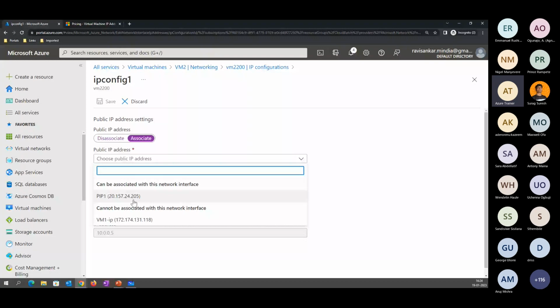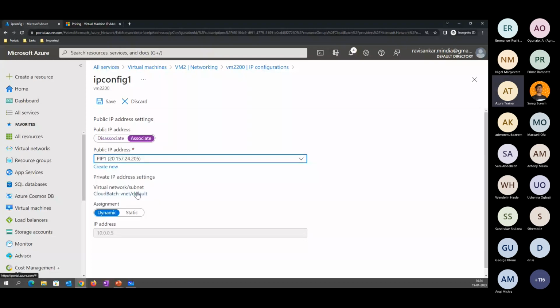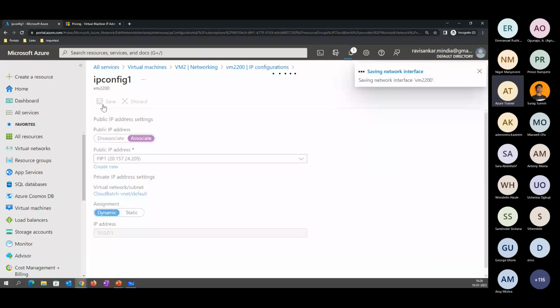So I will just attach it here. Once I've attached it, on the top side you may see a floppy disk kind of symbol. You need to ensure that whatever configuration changes you are making are saved here. So you need to click on the save button. That will attach an IP address to your VM here.